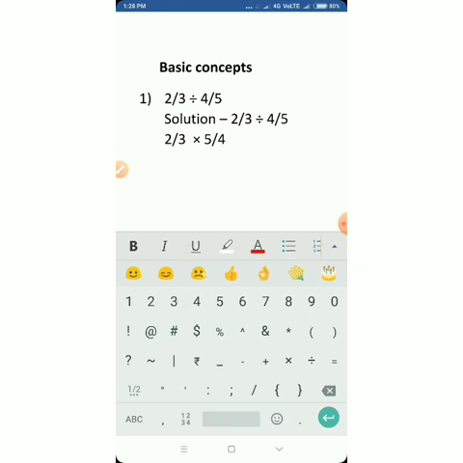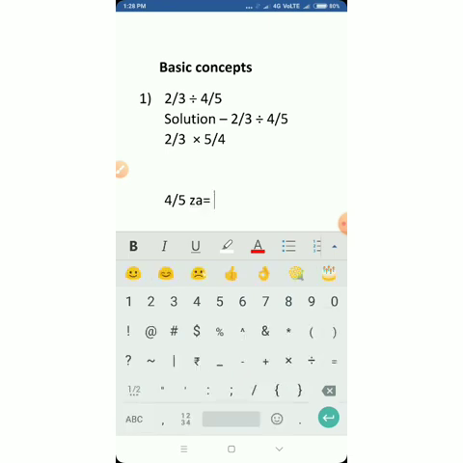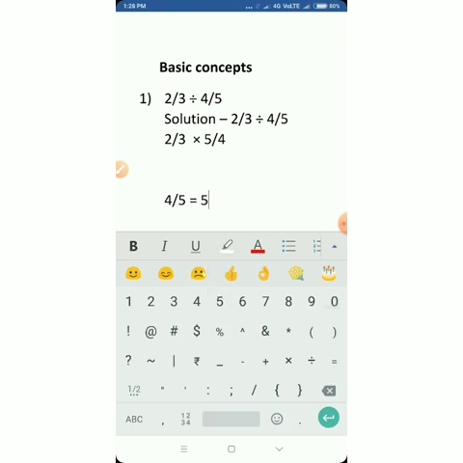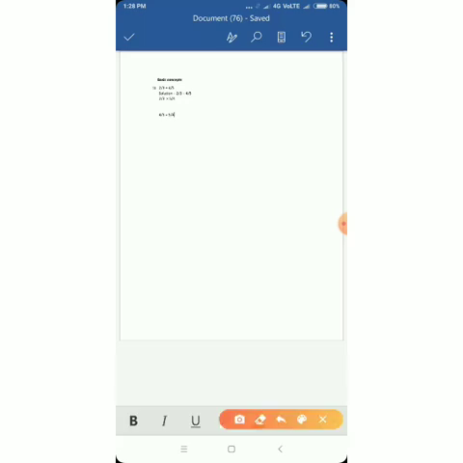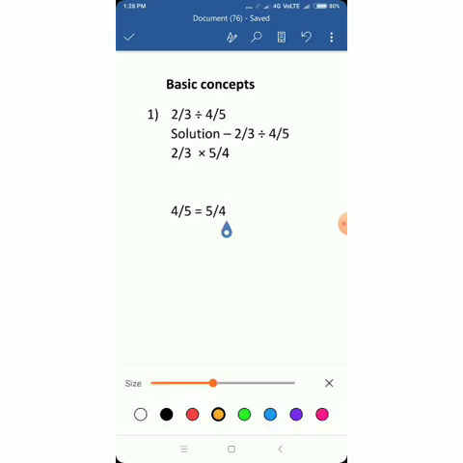Now one more thing that I wanted to discuss is, it was 4 by 5. Now I have written 5 upon 4. So what I have done with this number, 4 upon 5, is I have written 5 upon 4. This is the reciprocal of the given number.